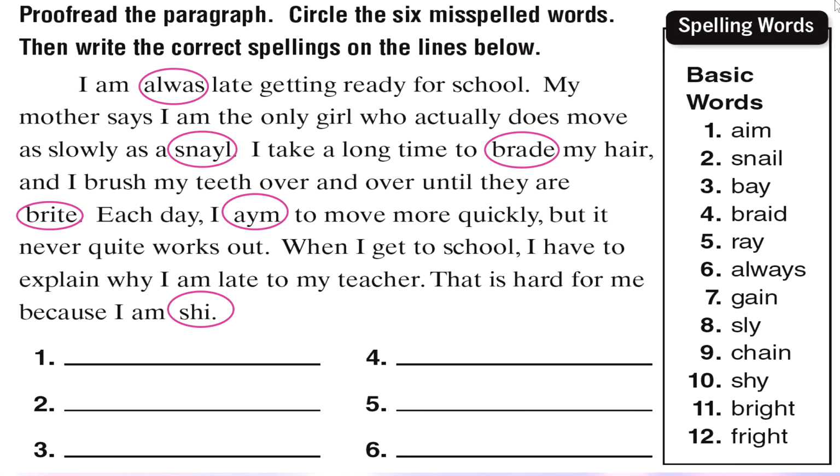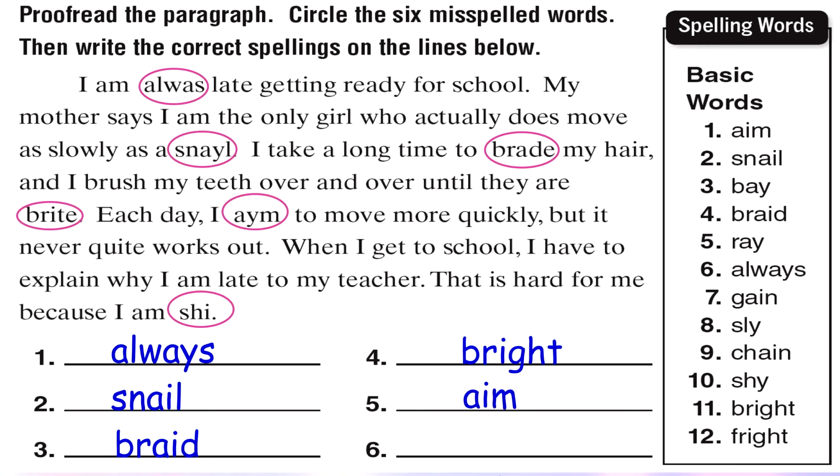Better to fix the spelling without looking at this spelling word, because already you know the spelling. You have practiced it already. So please pause the video to fix the mistakes and write the correct spelling on the lines. Now let's check the answers. Number 1, always. 2, snail. 3, braid. 4, bright. 5, aim. 6, shy.